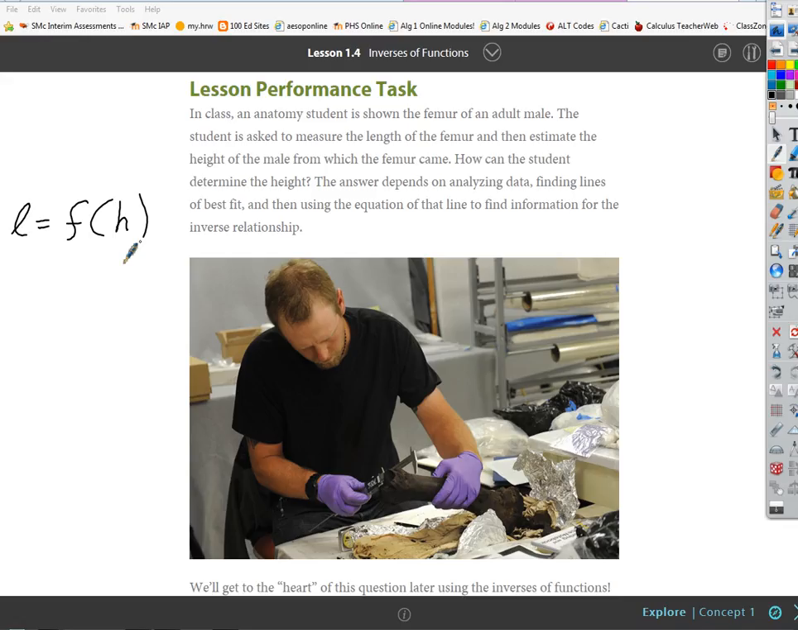Maybe this guy's an anthropologist studying an ancient culture, and he wants to know about the heights of the people. He would prefer to do something different, right? Because he finds the bones in the ground and he wants to make an estimation of how tall they were. So he wants to instead come up with a function that's going to input femur length and output height. How's he going to do that? Find the inverse. Right? That's what he's going to do. He's going to have to flip this around by taking the inverse, to come up with a useful function for him in his research.